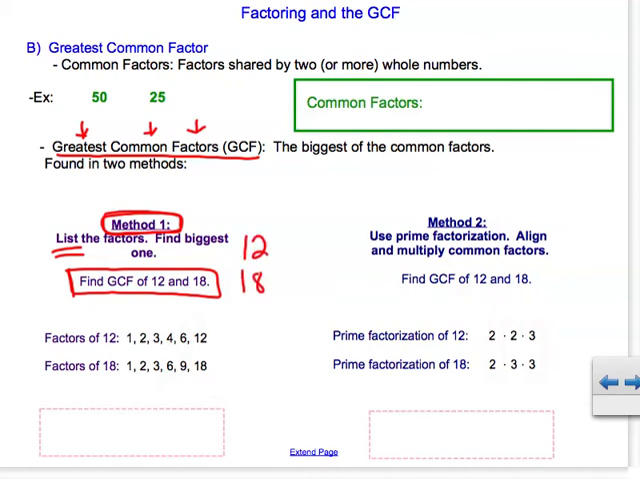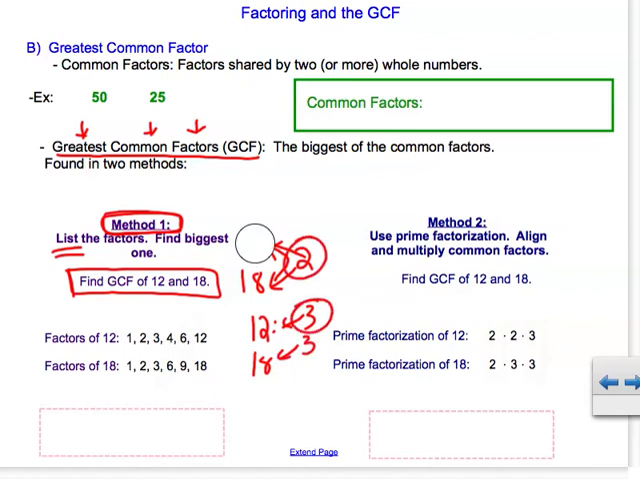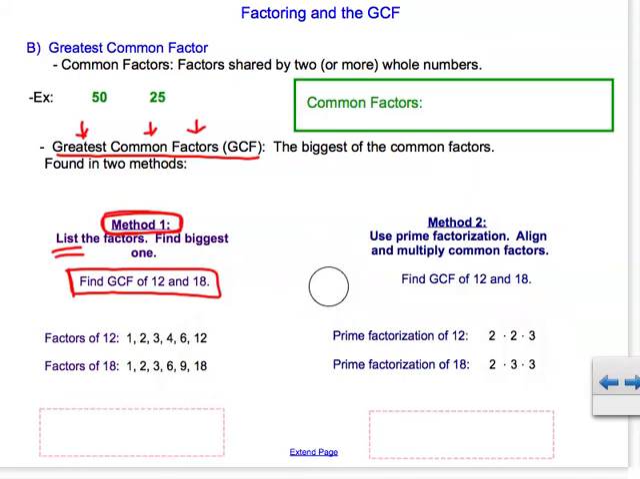You might be looking at 12 and 18 and saying, oh, well, 2 goes into them. 12 divided by 2 is 6, and 18 divided by 2 is 9, and let's see, 3 goes into 12, and 3 goes into 18. These are all great. These are common factors. But we're looking for the biggest one. What is the greatest one? What is the largest one?